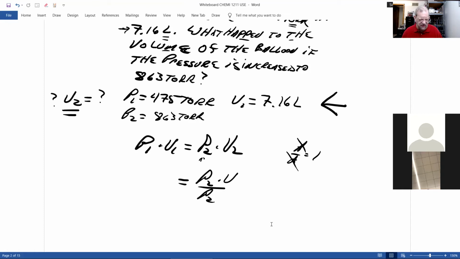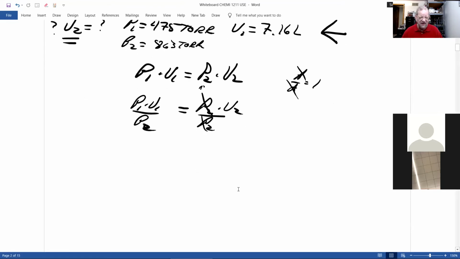Whatever you do to one side, you must do to the other side. And now P2 over P2 is 1. And I forgot to write here V2. Now I corrected that. And therefore, 1 times V2 is V2. And this side I have P1 times V1 over P2.